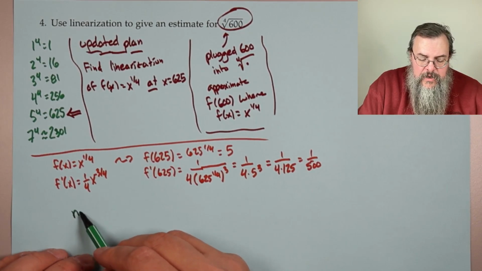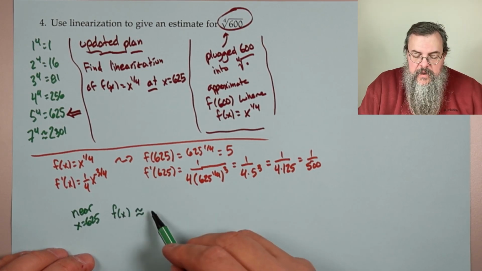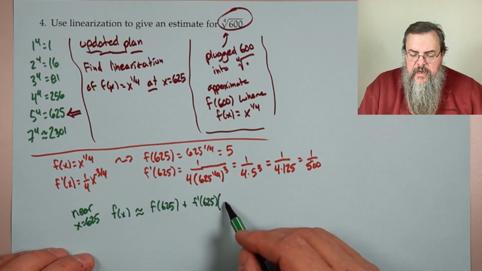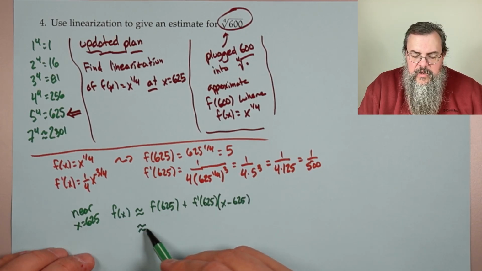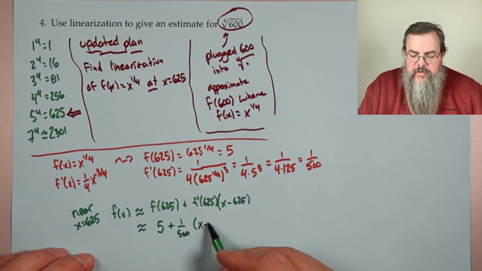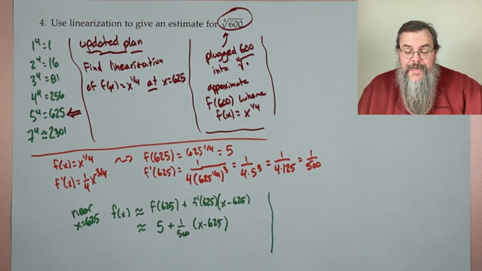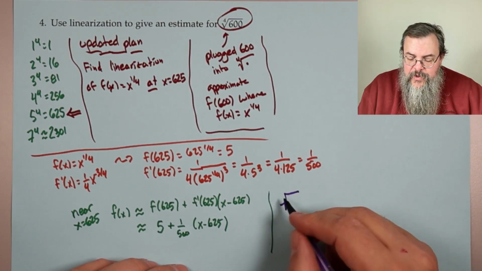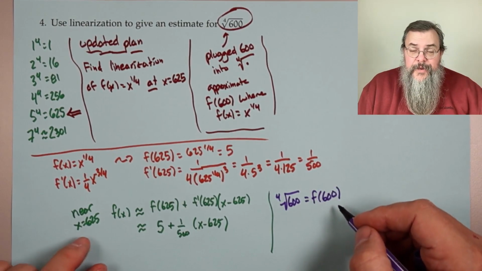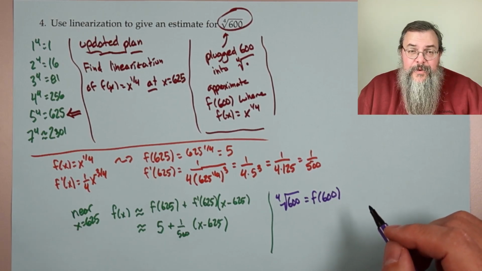So we say, okay, near x equals 625, f of x is approximately the function at 625 plus f prime of 625 times x minus 625. So that's approximately 5 plus 1 over 500 times x minus 625. And our last stretch, our final push, is we say, well, we are after the fourth root of 600, which is f of 600, and 600 is, relatively speaking, close to 625. At least when it comes to convenient numbers, it's relatively close. So we'll accept it as a reasonable approximation.